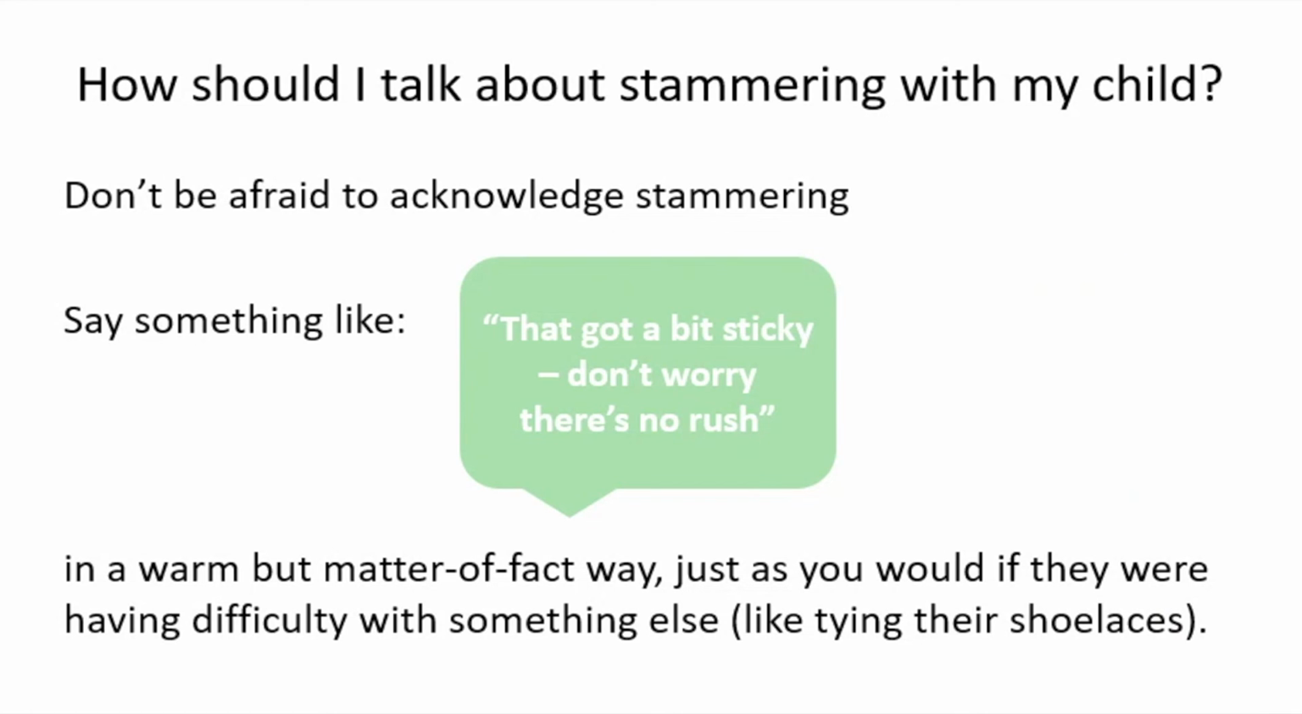If they're showing that they're maybe frustrated or a bit upset about that, then it's totally fine to acknowledge that stammering has happened. So you could say something like, "Oh, that got a bit sticky, but don't worry, there's no rush." You're saying that in a nice, warm and matter-of-fact way, in the same way that you would if the child was having trouble tying their shoelaces or doing their zip up. You'd say, "Oh, that was a bit tricky. Don't worry, we'll try it again." In the same way that you would treat them having a bit of difficulty learning any other skill, it's fine to acknowledge that.